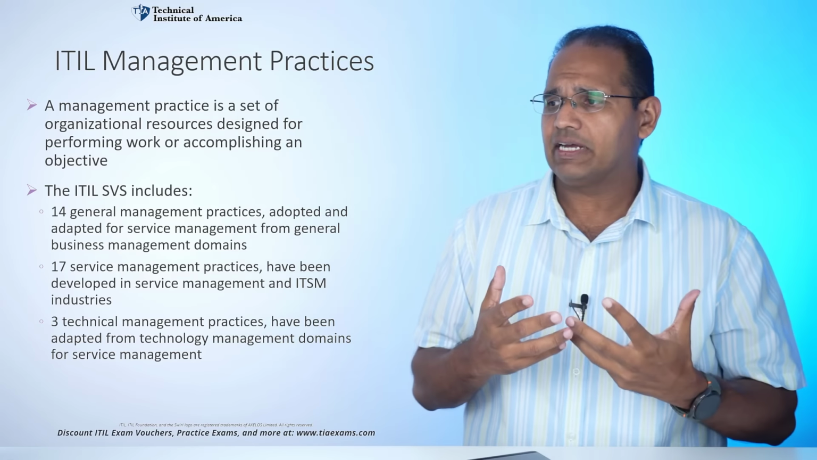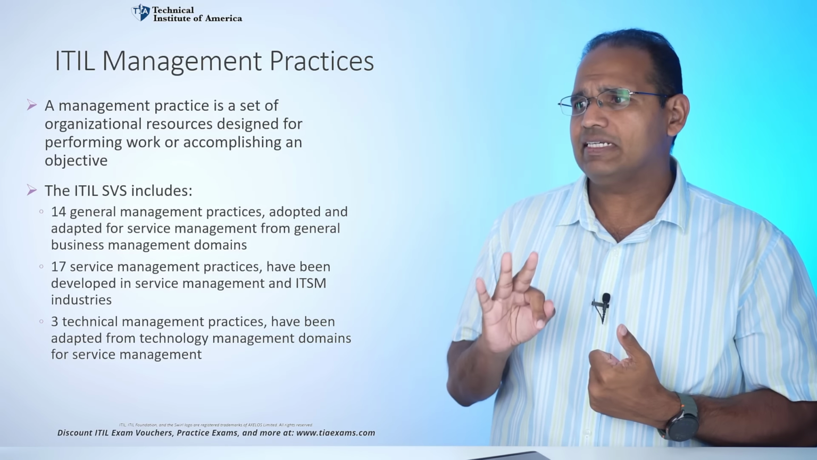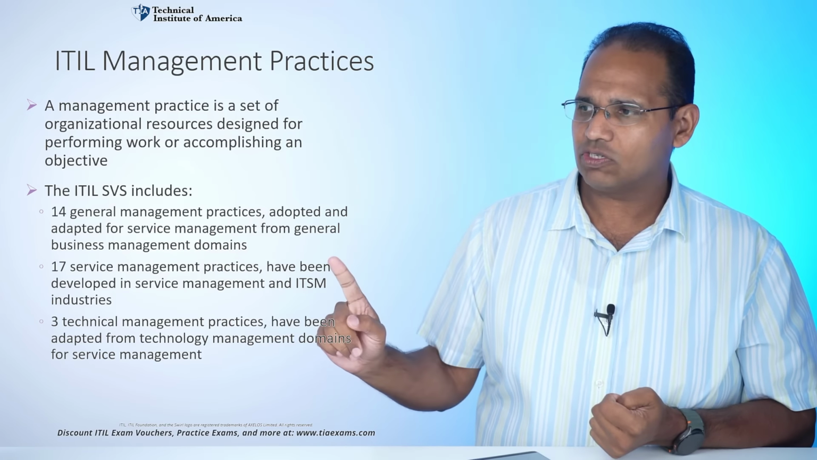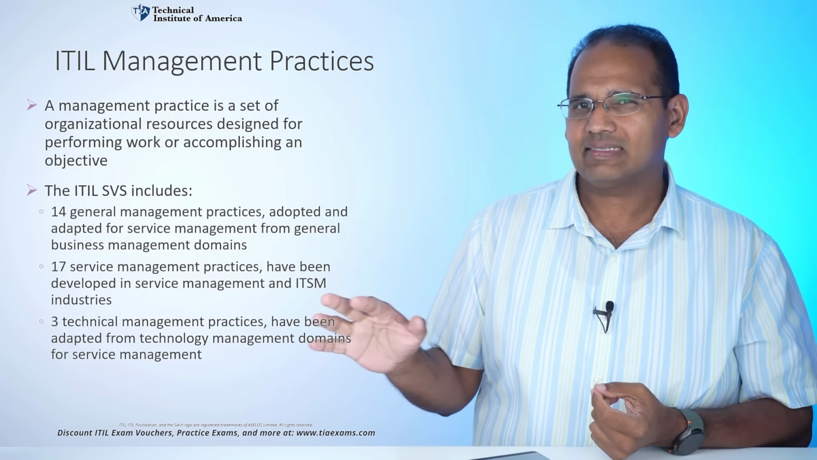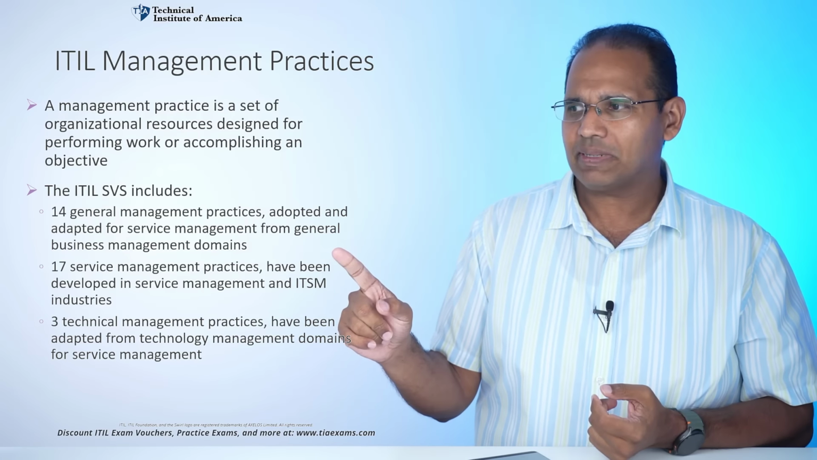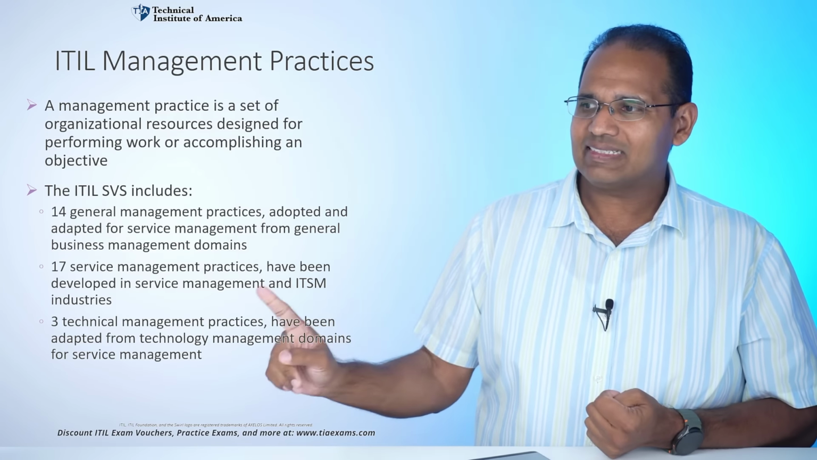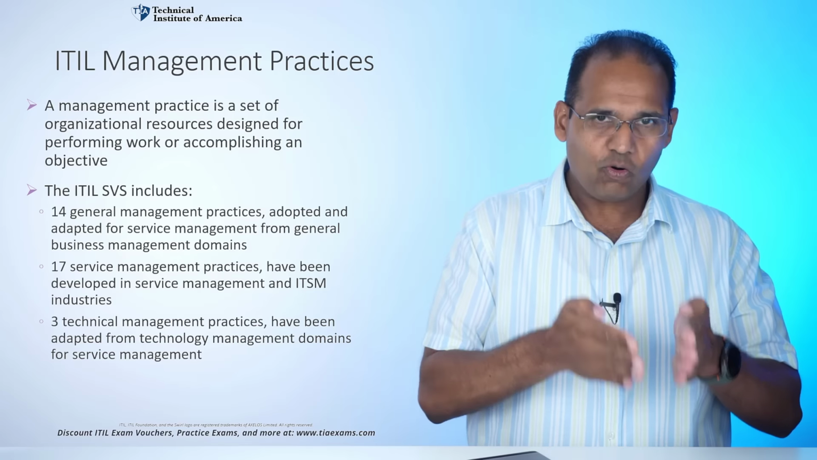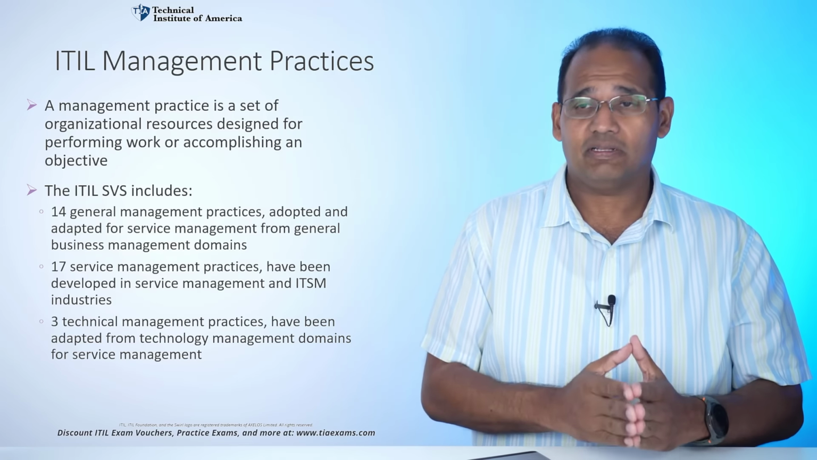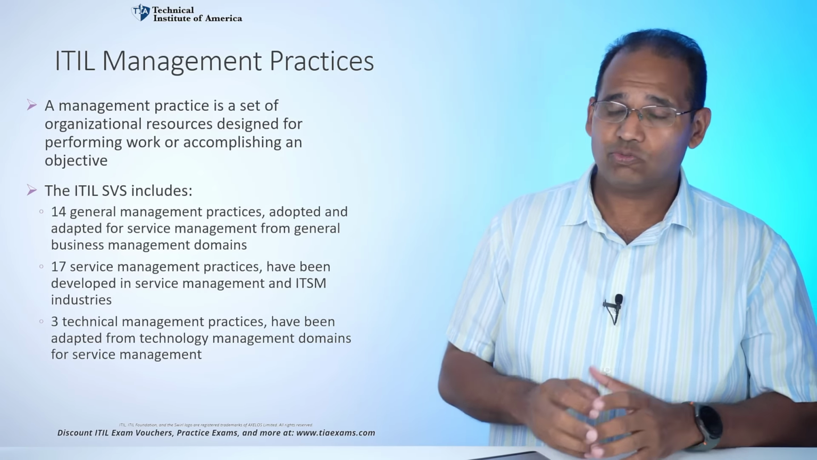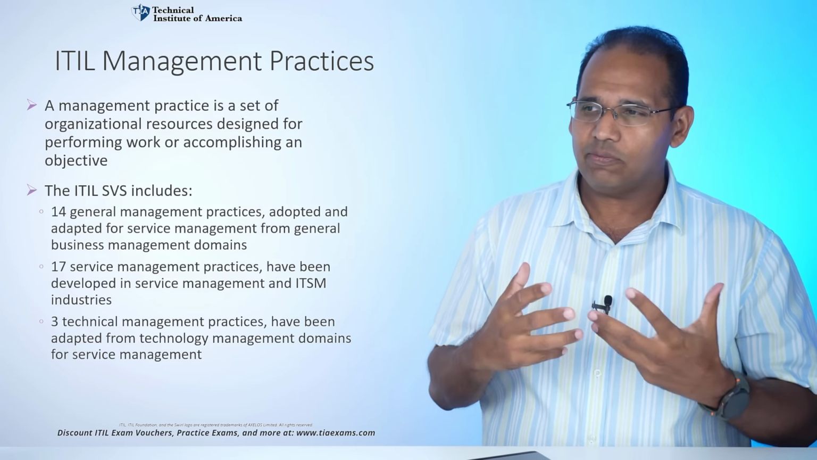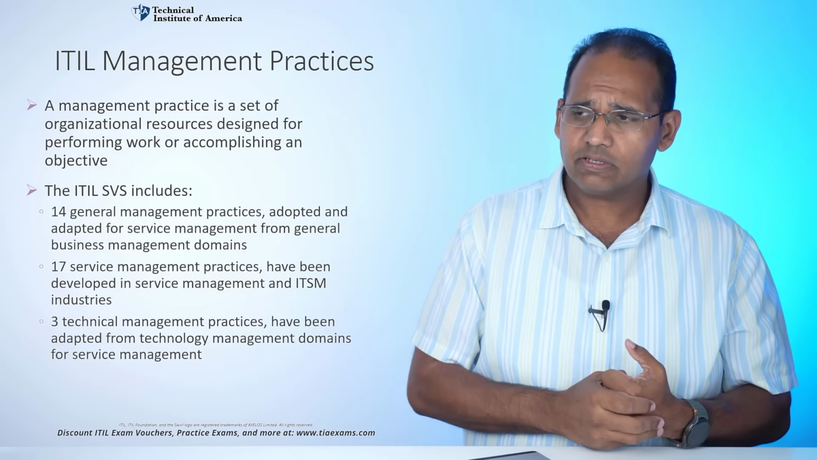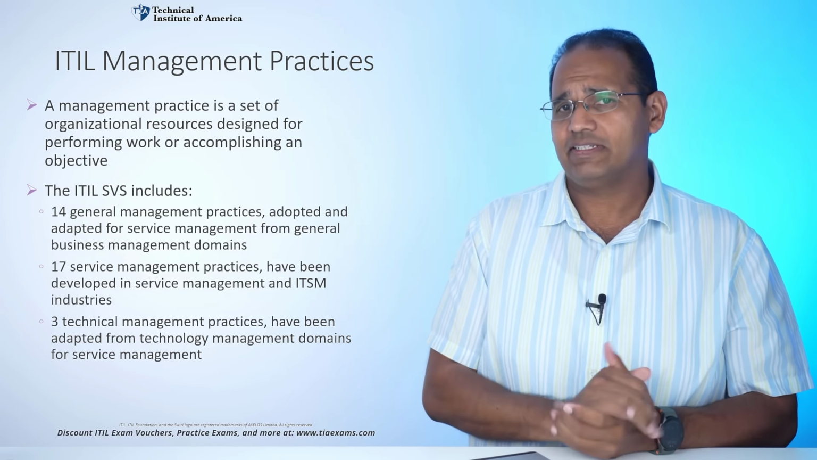ITIL breaks down practices into 3 categories. General practices, there are 14 of those. These are adapted for service, and they come from general business. I'm going to show you what they are in a minute, but these 14 practices are just for general business. There are 17 practices called service practices. This is for really core IT management. Think of managing a help desk. And then there are technical practices. This is where we're going to push out technology from. Now, I want to point out that there are 34 practices, 14, 17, and 3, but ITIL only covers 15 of them.